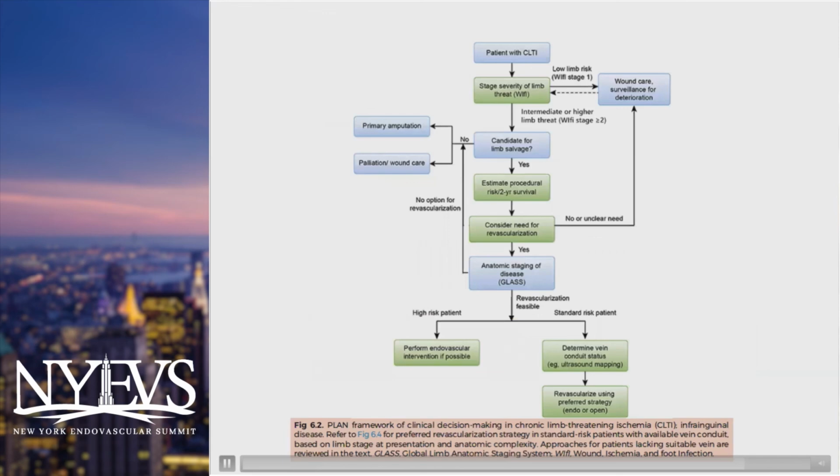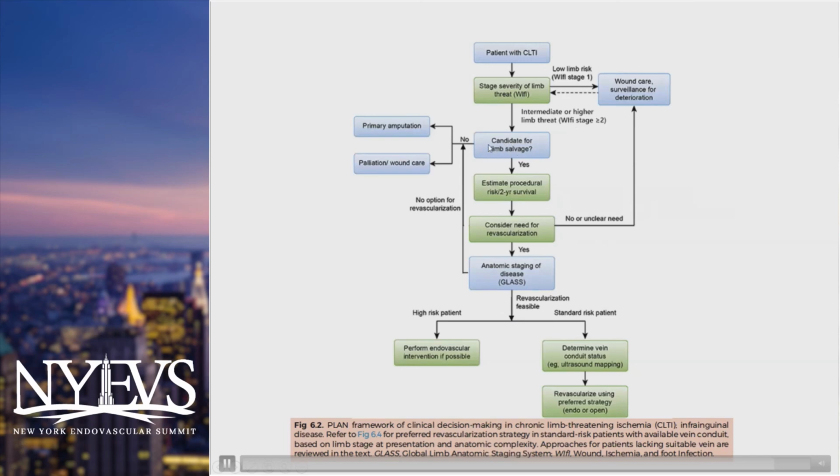So as a layout, just going over what they recommend. If you have a patient with limb-threatening ischemia, stage the severity of limb threat. That is the WIfI classification. If it's low risk, there's nothing wrong with doing wound care and surveillance, and then if there's no improvement or it deteriorates, you need to consider revascularization. If we go down this path, once the WIfI fits into stage 2 or higher, then the patient is a candidate for limb salvage. That's where that decision comes.